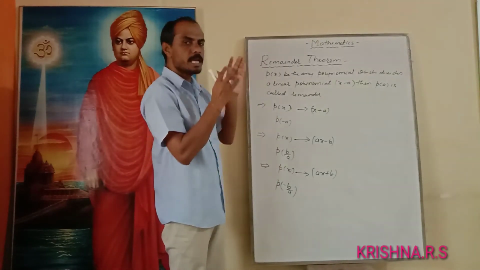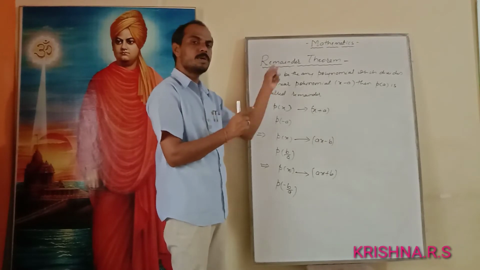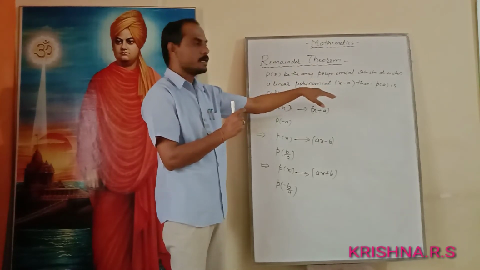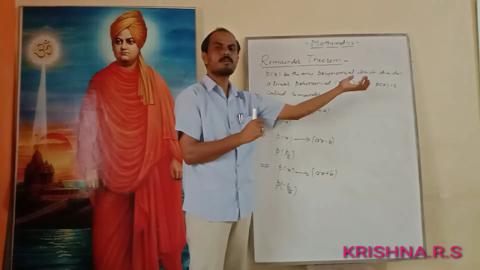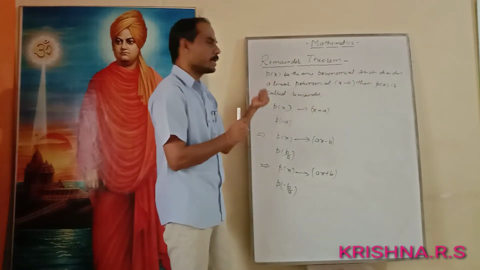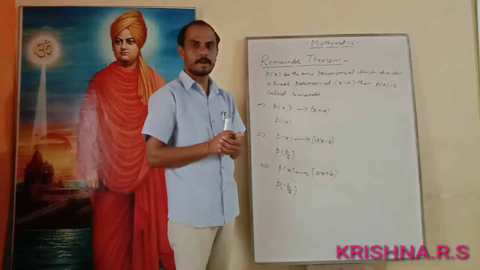Let P of x be any polynomial which we want to divide by the linear polynomial. Then P of a is a constant number. P of a is what? Remainder. This is called the remainder theorem.